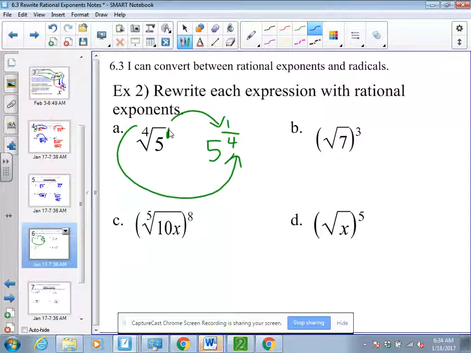Now if you don't see an index, that means the index is 2, because this is naturally called a square root. So this is going to become my base of 7. My numerator is going to be 3, that's my exponent. And my denominator is going to be 2.